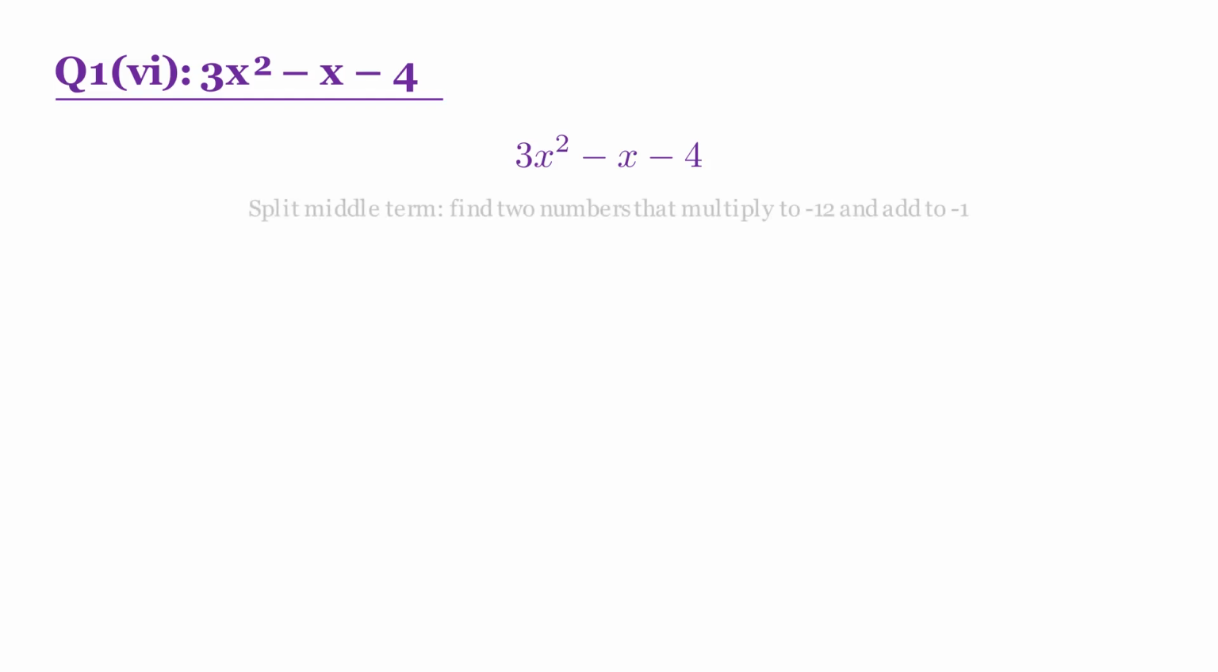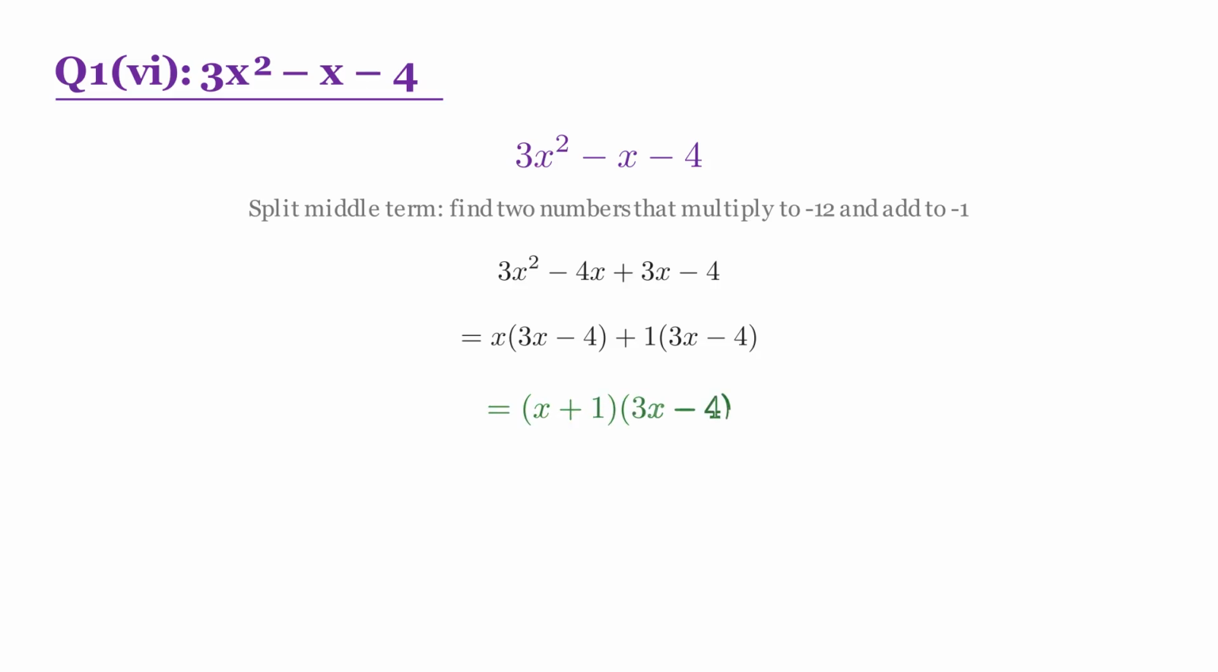Question 1, Part 6. 3x squared minus x minus 4. We need to split the middle term. Find two numbers that multiply to negative 12 and add to negative 1. The numbers are negative 4 and positive 3. Factor by grouping. x times (3x minus 4) plus 1 times (3x minus 4). This gives (x plus 1) times (3x minus 4).